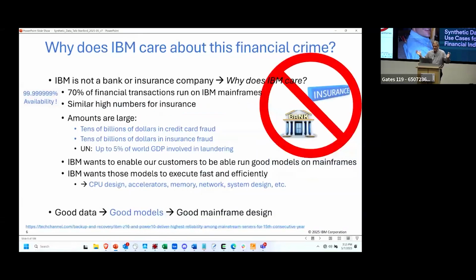So I'm from IBM. IBM is not a large bank. We make mainframes, we make servers, we do various types of AI software and other things, but banking is actually not our thing. So why am I here from IBM talking about all of this? A key reason is that 70% of financial transactions around the world still run on IBM mainframes. And this is sort of hidden behind lots of other layers that you never see.